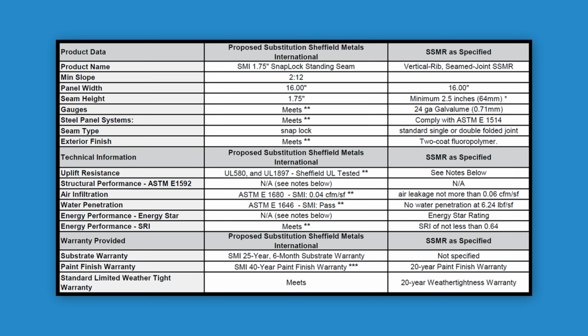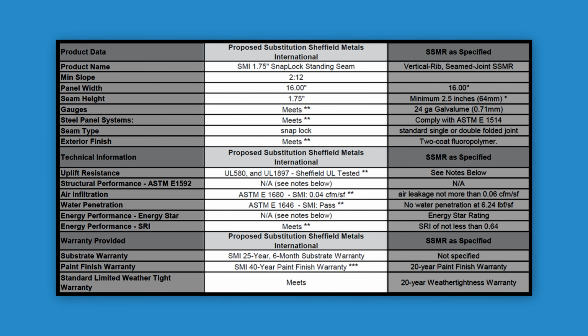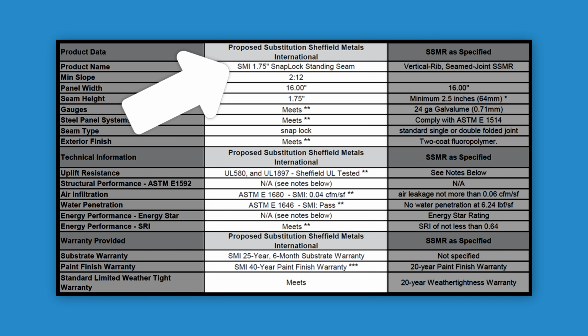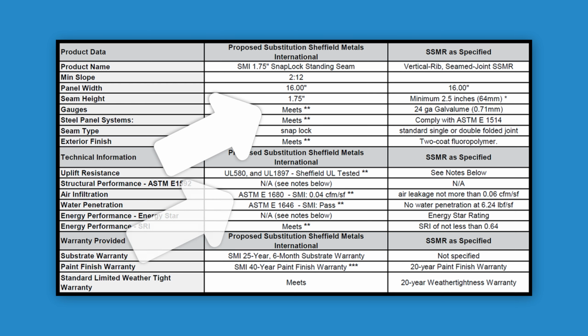On the left, you can see the product data, technical information, and warranty information categories. The middle column shows the proposed product substitution and its data, and on the right is the requirements originally specified by the architect. Notice that a 2.5-inch mechanical seam panel was originally specified. The proposed substitution product was a Sheffield Metals 1 3/4 snap lock panel. The side-by-side indicates that the substitution product meets or exceeds all specified requirements, such as material type, air infiltration, and weather-tight warranty. This comparison chart would then be submitted by the bidding contractor along with their bid.